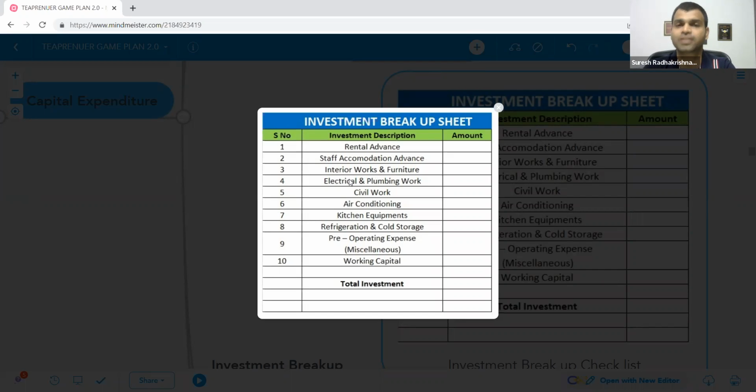Staff accommodation advance. Likewise, interior works and furniture. Just give an inquiry on Just Dial or Sulekha or IndiaMART. Get the carpenters or interior people contact. Just ask them, I'm looking for a 100 square foot outlet or a 200 square foot outlet. How much would it cost? These are my requirements. I need a billing counter. I need a storage counter. I need some furnitures. What will be the approximate cost?